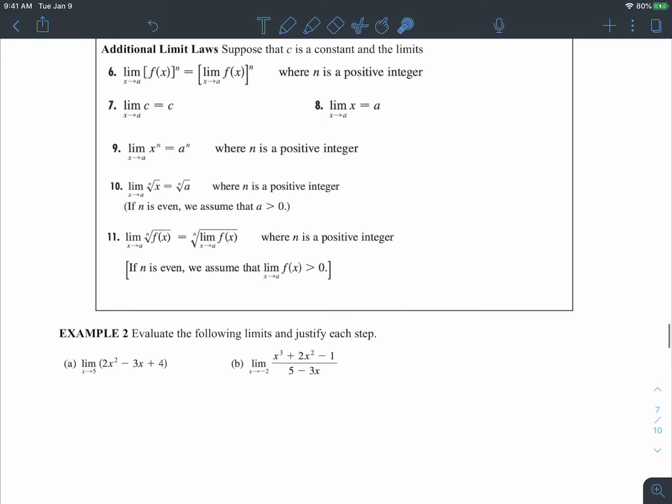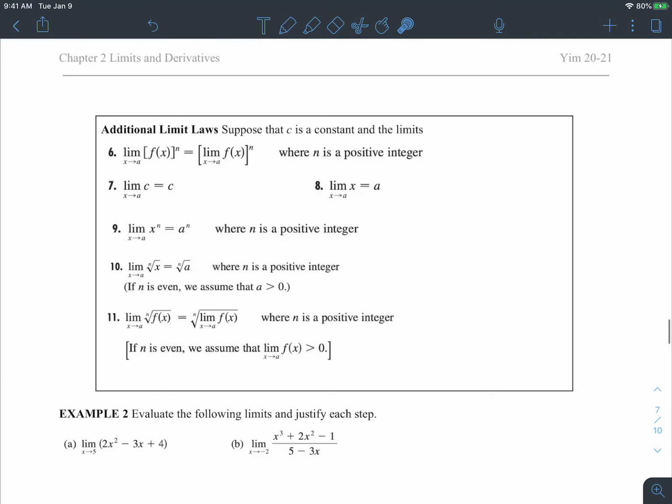Okay, so we have an additional law over here, guys, that we have to deal with. So basically, the limit of some function to the power of n is you could do the limit of the function and then raise it to the power of n on the outside. So this is actually an extension of the multiplication limits, right?